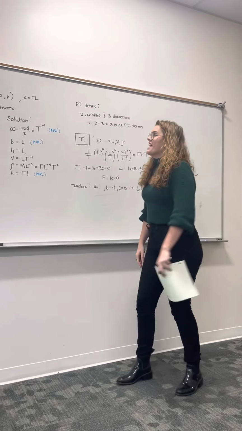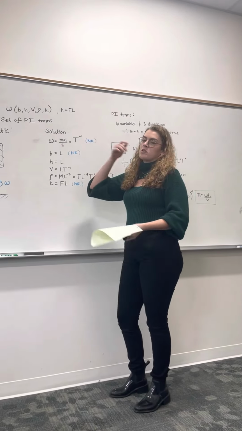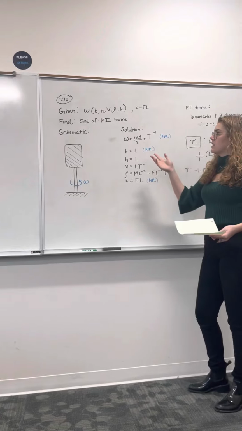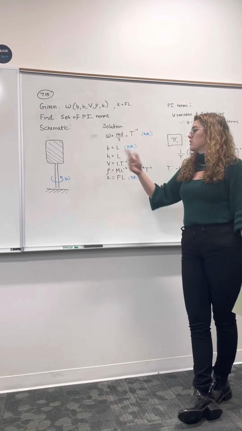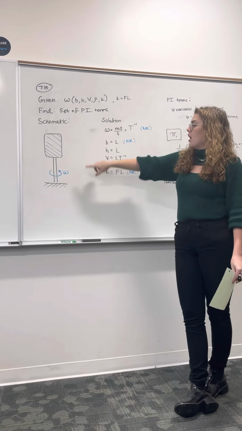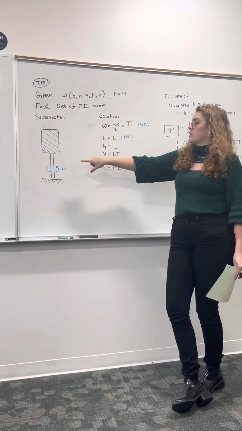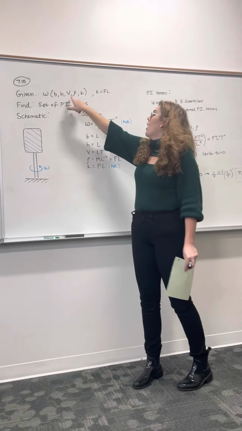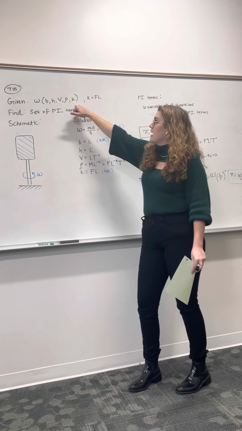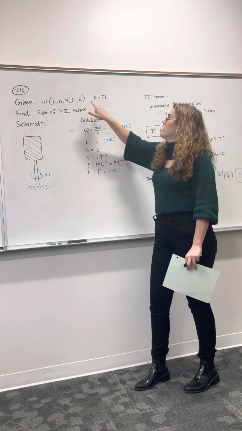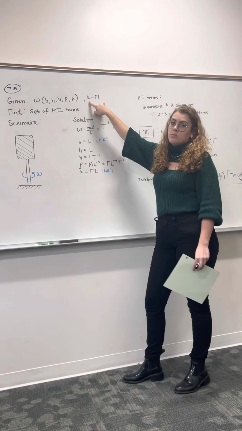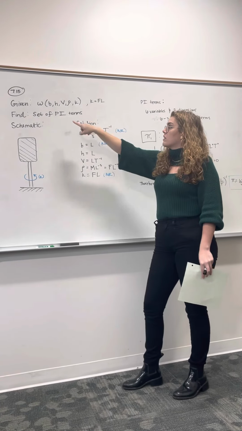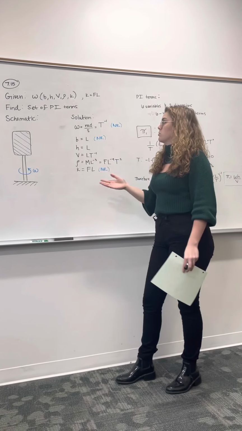Okay, so the first problem I wanted to do from chapter 7 was this example where it gave us a sine and told us that it was oscillating with a frequency notated by omega, and that omega is a function of base, height, velocity, density, and this elastic constant k. It told us that the elastic constant k was in terms of force times length, and it wanted us to find a set of pi terms suitable for this problem.